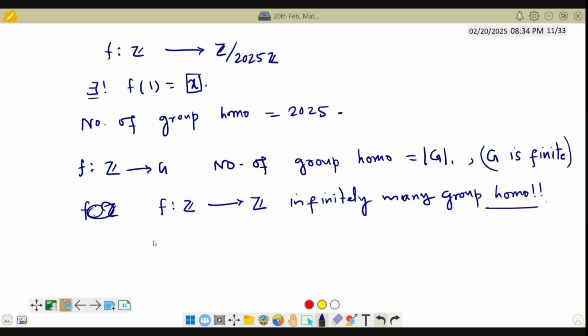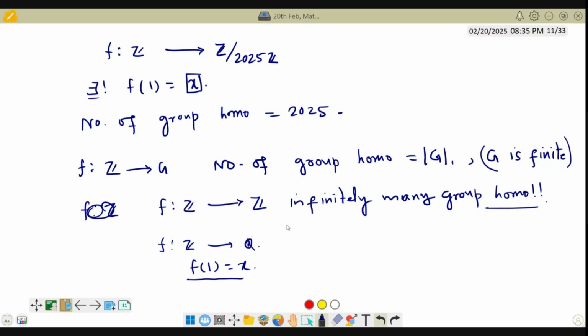If you are asked Z to Q also, just pick f of 1 is x. So x you can take any rational number. For any x you will have one unique homomorphism. So you have infinitely many homomorphisms, right? Clear? Is it clear?